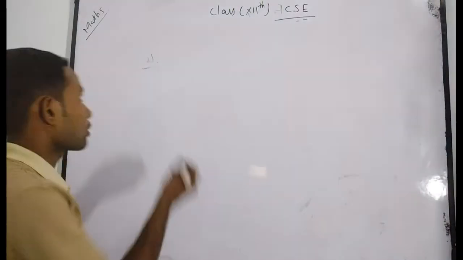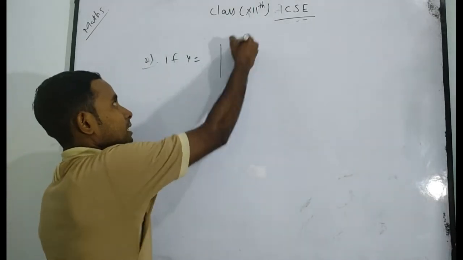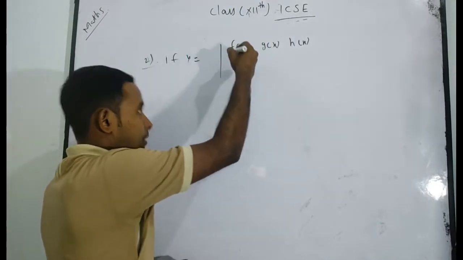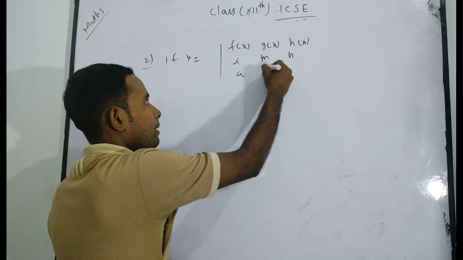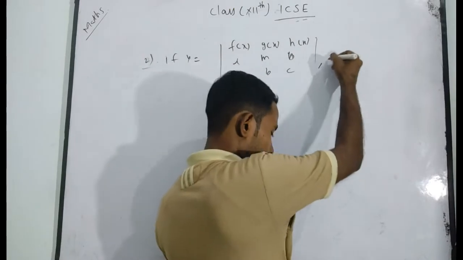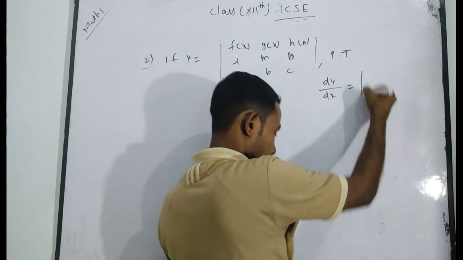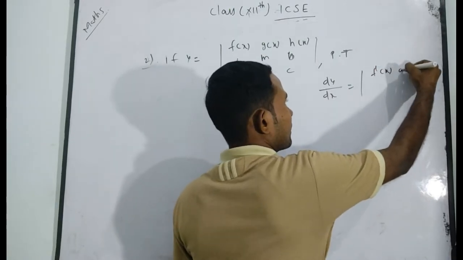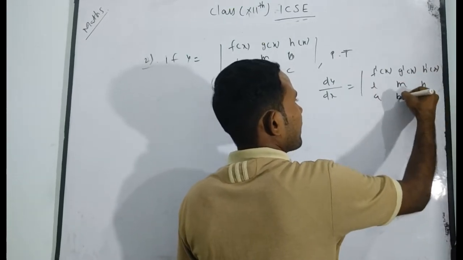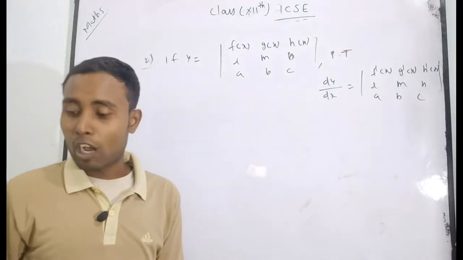See, if y is equal to the determinant with rows f(x), g(x), h(x), then l, m, n, and a, b, c, you have to prove that dy/dx is equal to the determinant with rows f dash x, g dash x, h dash x, l, m, n, a, b, c. You have to find the dy/dx. Now you will tell how can you find its value and how can you proceed.